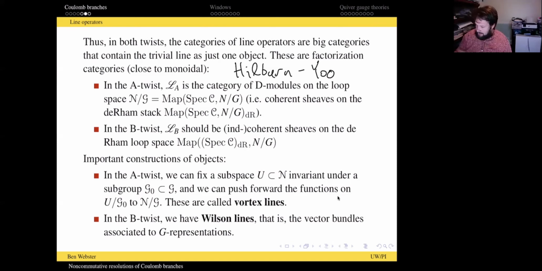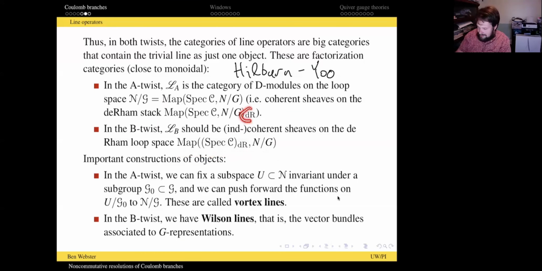This is helpful for comparing with the other side, the coherent sheaves on a de Rham stack or de Rham space. If you don't know about de Rham spaces, don't worry too much. I just like this because it gives you a very symmetric presentation for what's going on, because in the B-twist, what you're getting is some version of coherent sheaves. There's a bit of throat clearing about exactly what kind, on a de Rham version of the loop space.